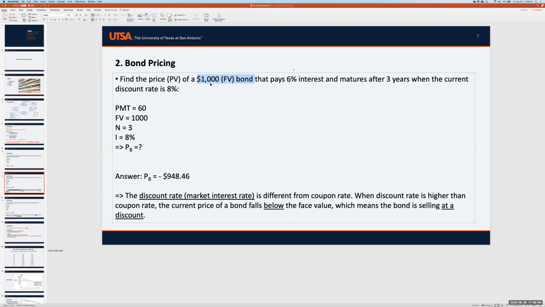So if you want to buy this bond today and get paid the principal in 3 years, and the annual payments are 60, you need to pay only $948 today. And so the logic is simple. The bond is just trading at a discount, selling at a discount.